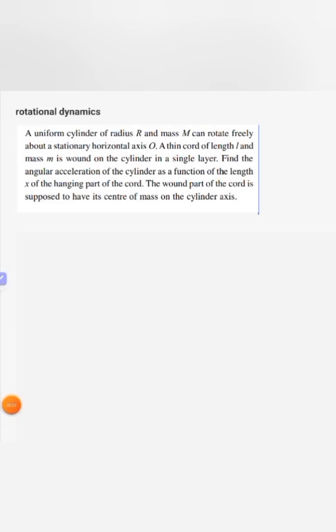A uniform cylinder of radius r and mass m can rotate freely about a stationary horizontal axis O. A thin cord of length L and mass m is wound on the cylinder in a single layer. Find the angular acceleration of the cylinder as a function of length x of the hanging part of the cord. The wound part of the cord is supposed to have its center of mass on the cylinder axis.